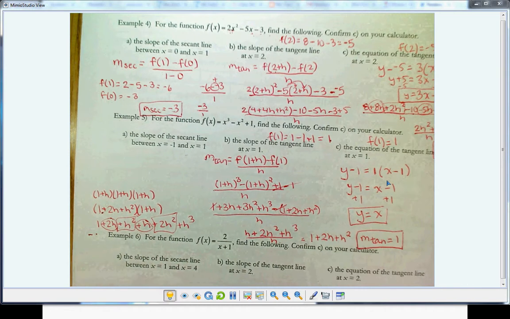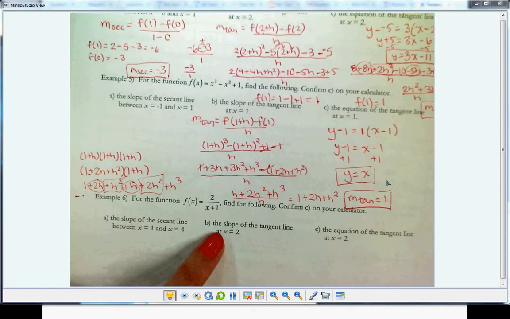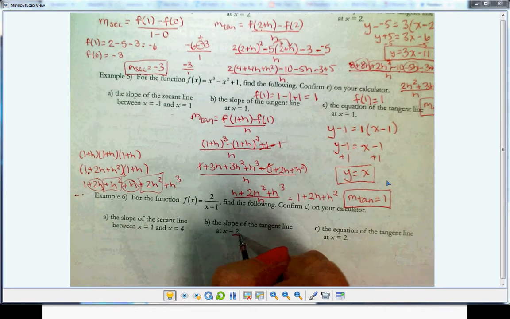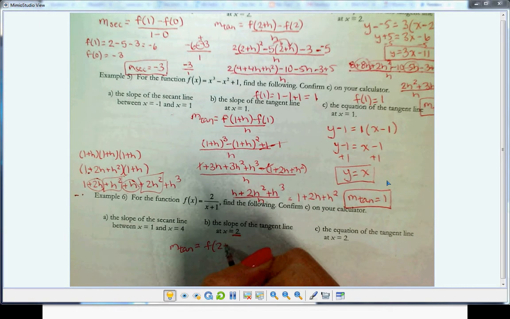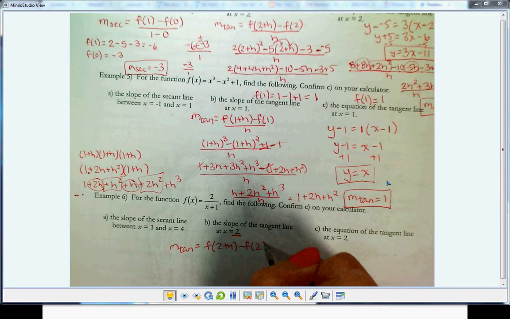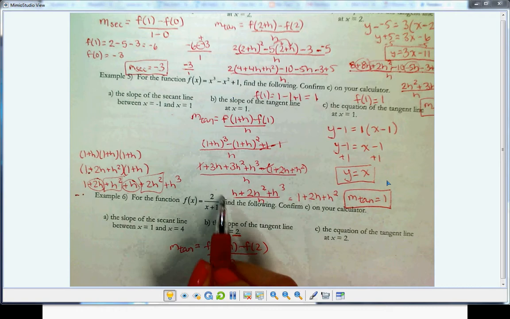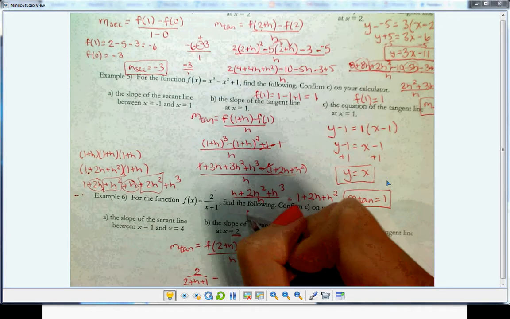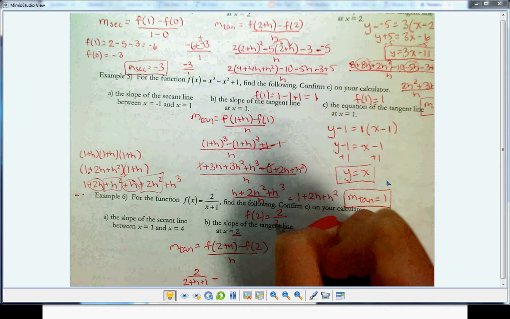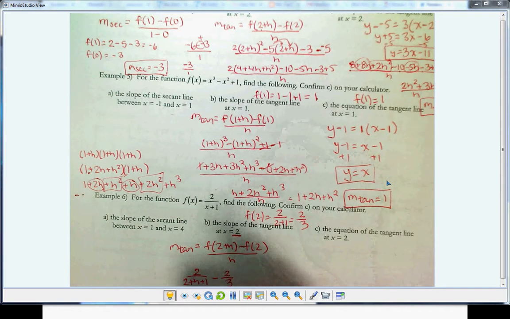Okay, last example. Again, I'm going to skip the secant line because you all know how to do that. For the tangent line, so now we're evaluating at x equals 2. So we're going to do f of 2 plus h minus f of 2 over h. And I'm plugging in 2 plus h into this function. So it's 2 over 2 plus h plus 1 minus my f of 2, which is 2 over 2 plus 1, which is 2 over 3. So this is 2 over 3 all over h.